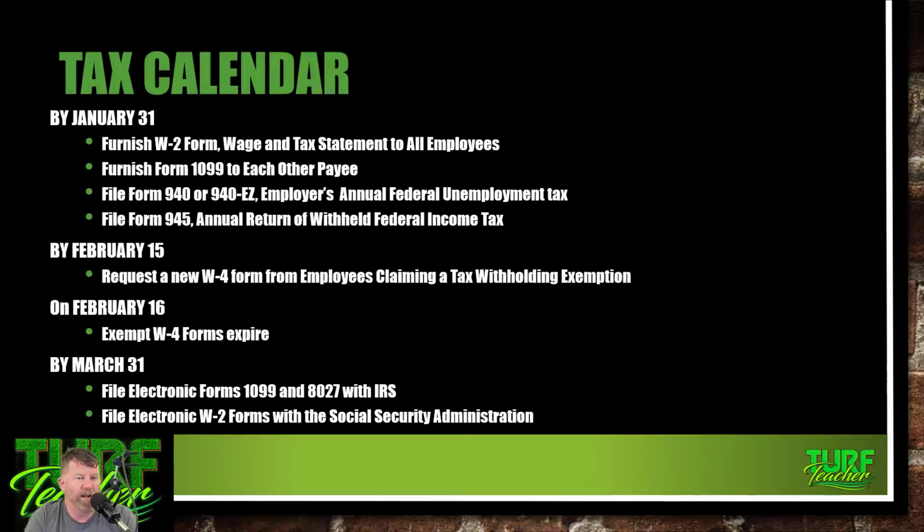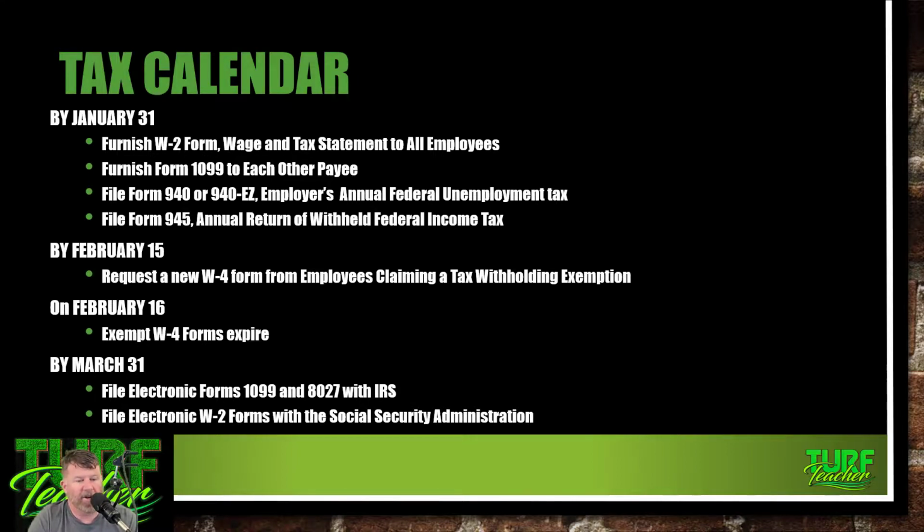With the tax calendar, by January 31st, you need to furnish the W-2 form, the wage and tax statement, to all employees, furnish Form 1099 to each other payee, file Form 940 or 940EZ, the employer's annual federal unemployment tax return, and then file Form 945, the annual return of withholding federal income tax. By February 15th, request a new W-4 from employees claiming a tax withholding exemption. And then on February 16th, the exempt W-4 forms expire.